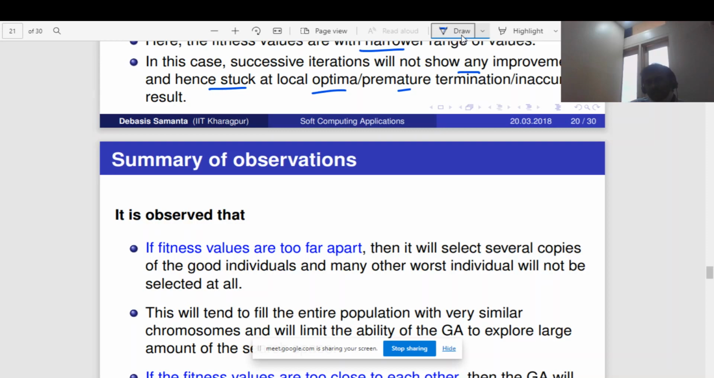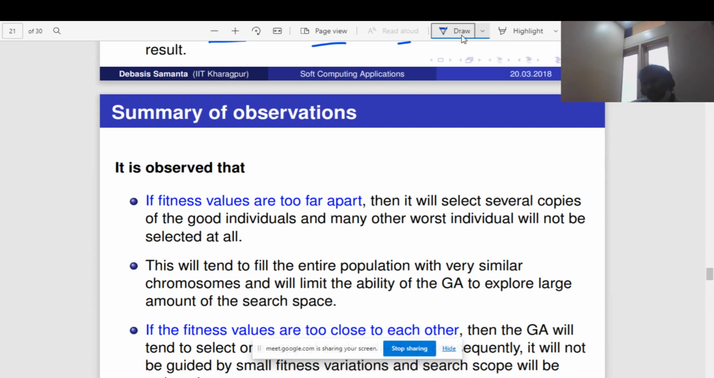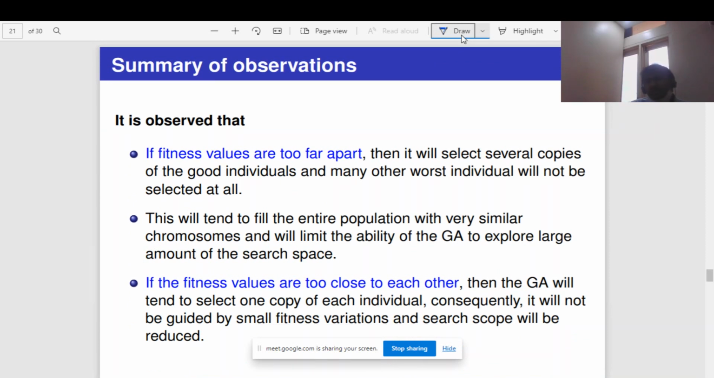Yes, that technique is what is called fitness scaling. Whatever we have discussed is mentioned here. If fitness values are far apart, then it will select several copies of good individuals, and many of the worst individuals will not be selected at all. That is case 1. The graph is something like this. It will select only from this region, and this will be totally ignored. This will tend to fill the entire population with very similar chromosomes.